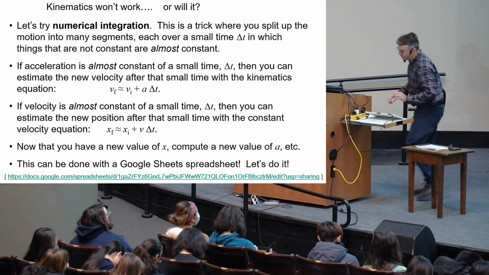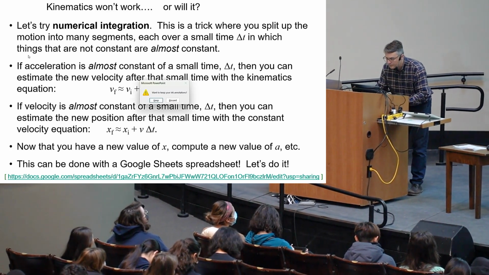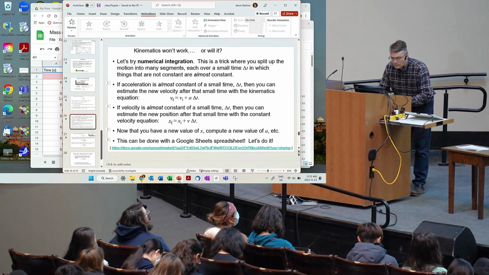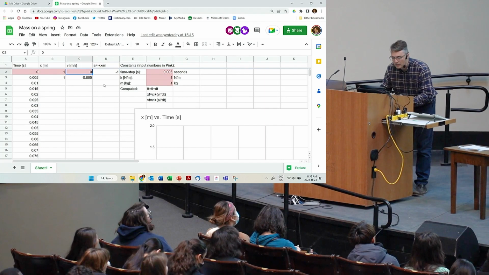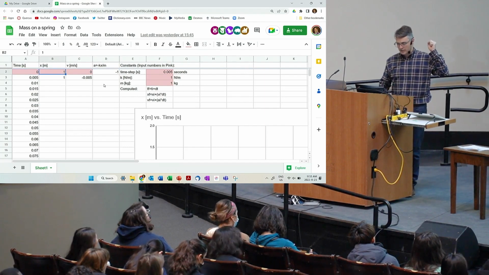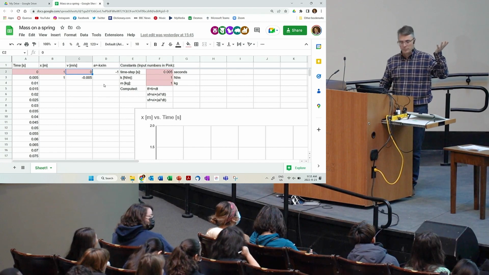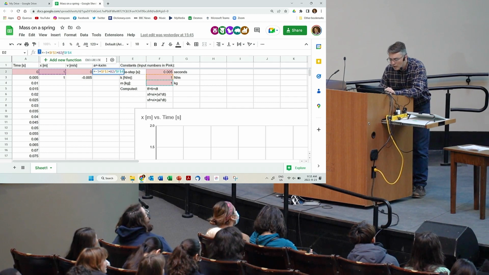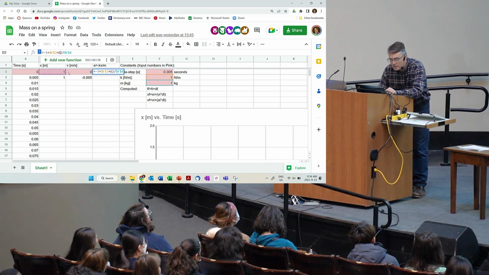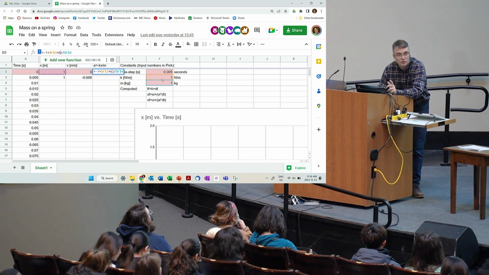I did the whole thing on a Google spreadsheet. So we can try that. The pink numbers are what I'm inputting. So let's say it starts at 1 meter, and you release it from rest. Well, the acceleration is equal to negative 1 times F3, that's the spring constant, times B2, which is the position, divided by F4, which is the mass. So it's a 1 newton per meter spring and a 1 kilogram mass.